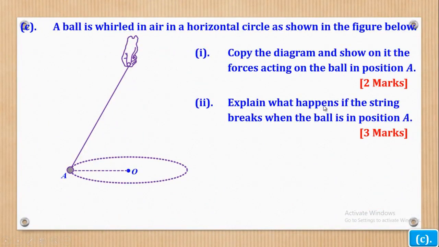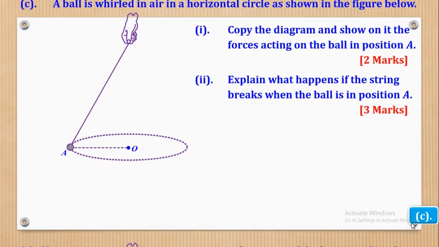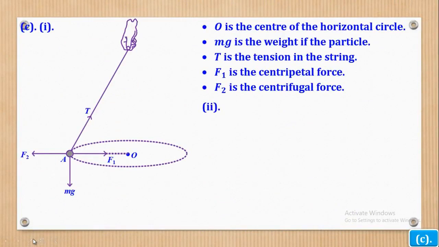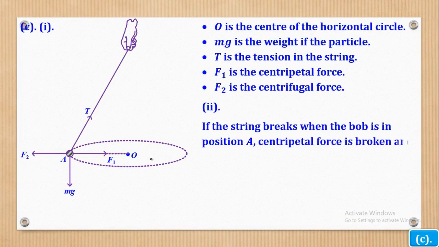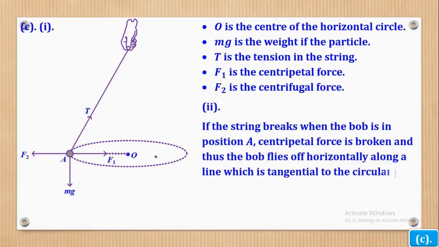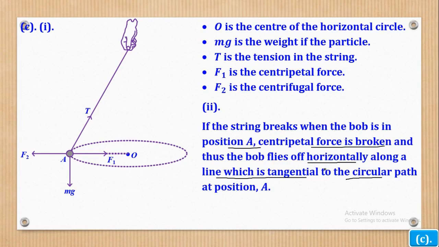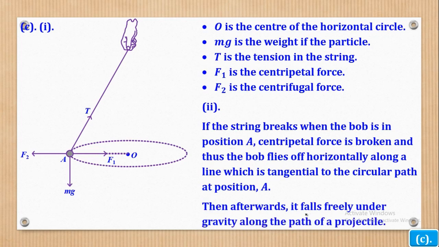Roman 2 says, explain what happens if the string breaks when the ball is in position A. So if the string breaks when the bob is in position A, centripetal force is broken, and thus the bob flies off horizontally along the line which is tangential to the circular path at position A. Afterwards, the body will fall freely under gravity along the path of a projectile. Why? Because weight acts vertically downwards.